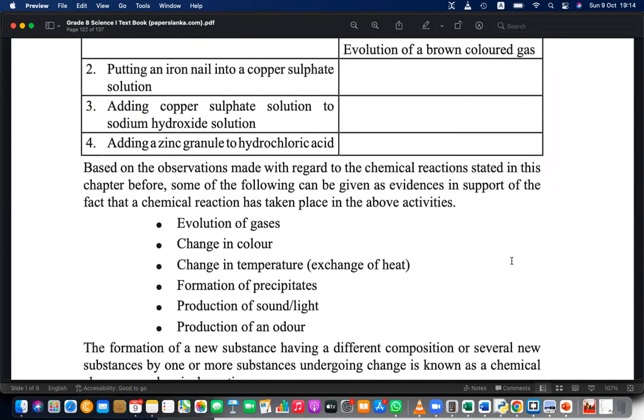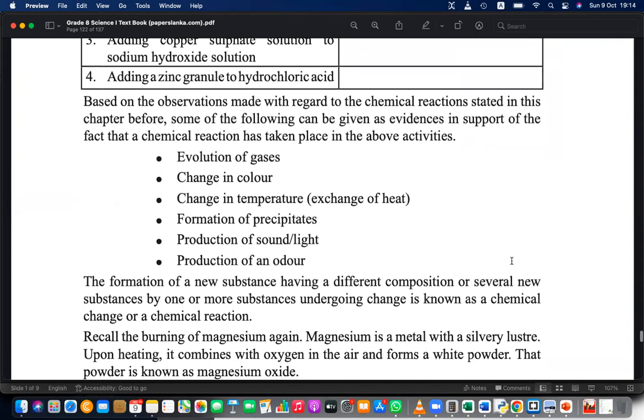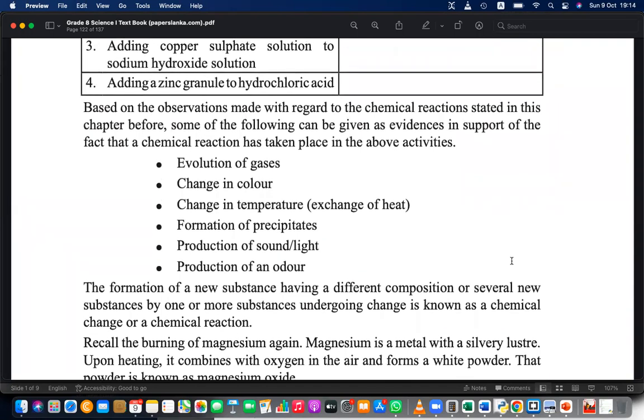So actually what you can see in a chemical reaction is emission or evolution of a gas, change of color, change in temperature. So it can be an increase or decrease.